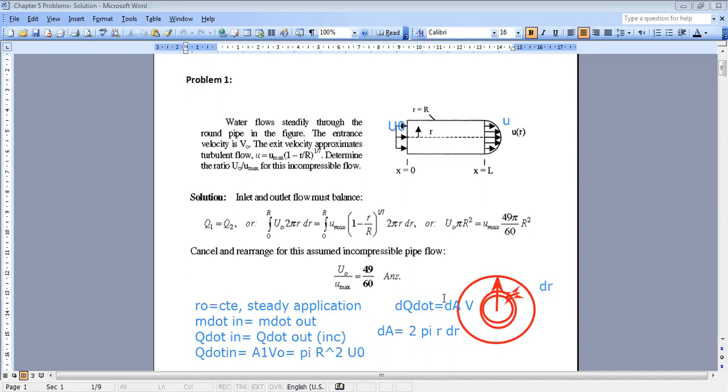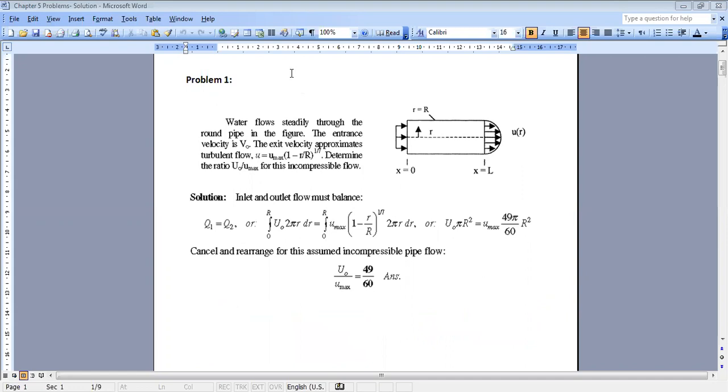So I can now find the expression of a small elementary volumetric flow rate, and then to find the total flow rate, all I have to do is to integrate. Okay, so let me repeat this. I want to find the total flow rate. The elementary flow rate dq is equal to the velocity at a certain radius r, so u of r, times the elementary area for which I have the same velocity, which is 2 pi r dr.